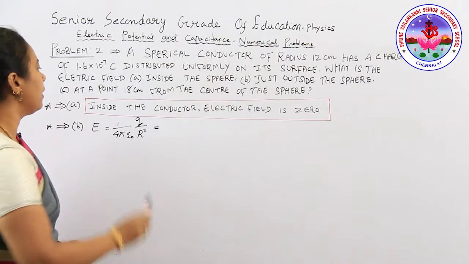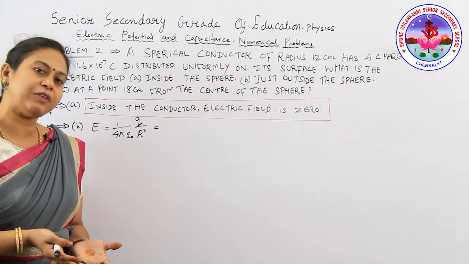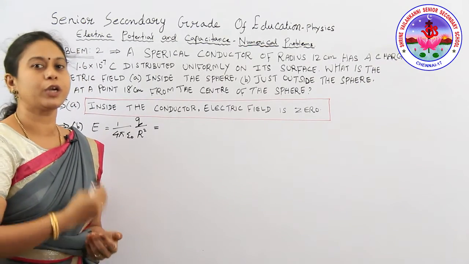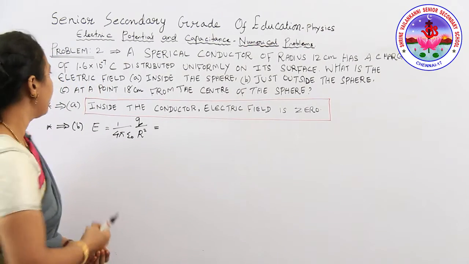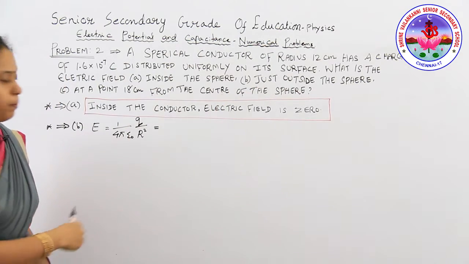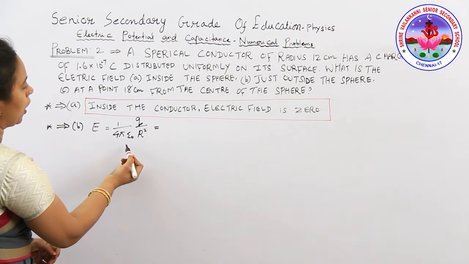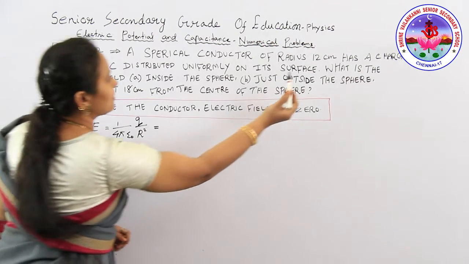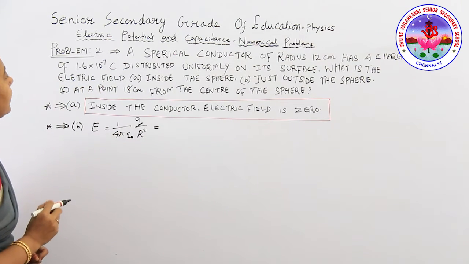As we know very well, inside the conductor, the electric field is 0, because the electric field will be there outside the surface. Inside the surface, it is a closed one, charge will be 0, so the q value is 0. Automatically, the electric field is 0. Right. Question B is just outside the sphere. By applying the formula, we will get E equal to 1 by 4 pi epsilon naught, q by r square. Here the radius they have given is 12 centimeter, and the q value they have given is 1.6 into 10 power minus 7.